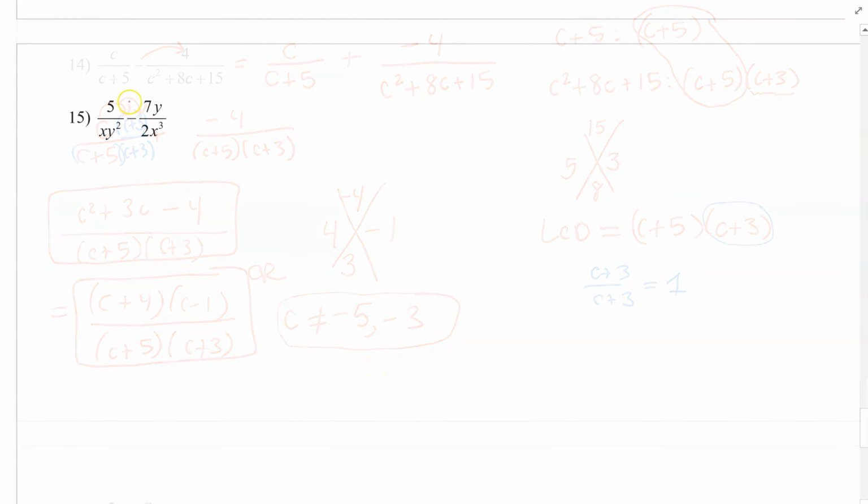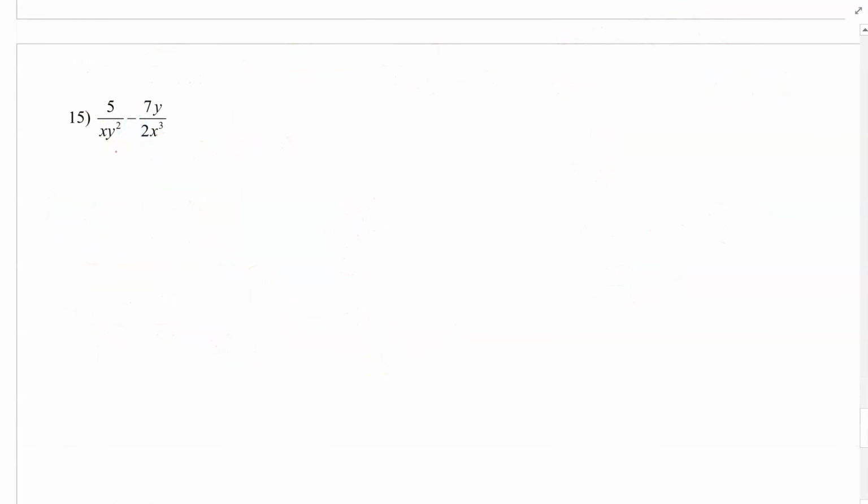Last but not least, we come to number 15, which is a little different. It's just different. It's not using these polynomials, it's using these monomials, just single terms that are all combined through multiplication. But the idea is the same. I need a common denominator, so I'm going to look at the factors of each denominator and then find the LCD between them.